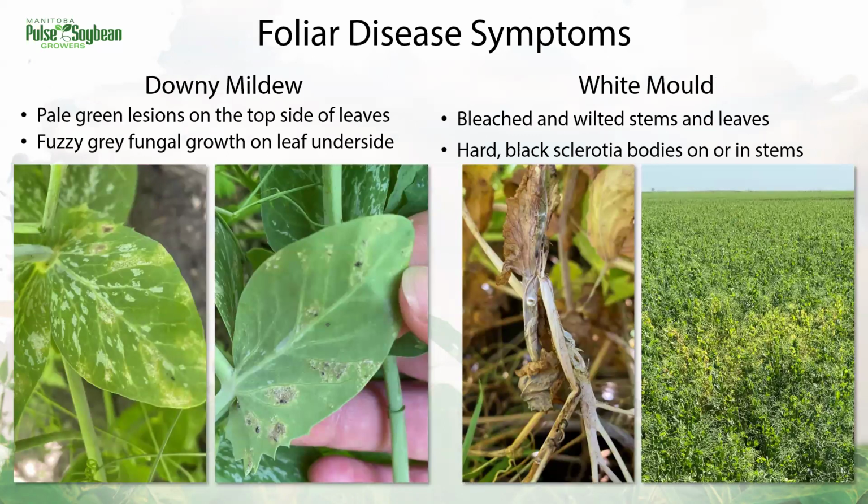Less frequent foliar diseases that we see in peas are downy mildew and white mold. With downy mildew, the top of the leaf will be pale green, and when you flip that leaf over, you might find these fuzzy gray growths. For white mold, similar to with other broadleaf crops, you'll find pale, wilted patches of a crop with hard black sclerotia bodies. White mold isn't as prevalent in peas as it is with other broadleaf crops since there's generally less leaf material in our semi-leafless pea varieties.